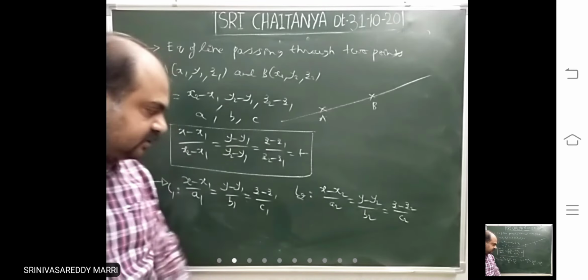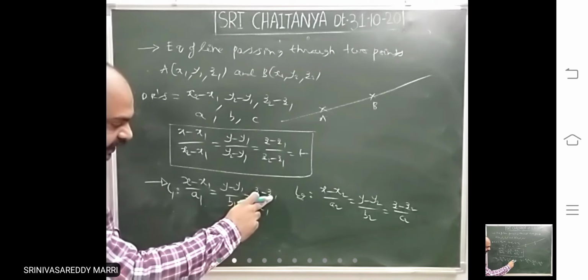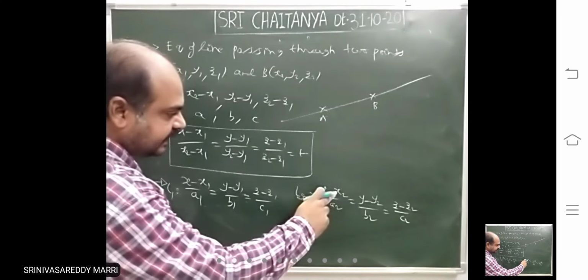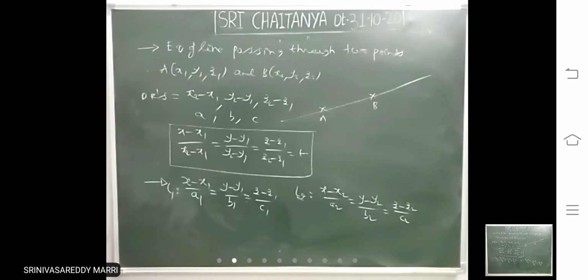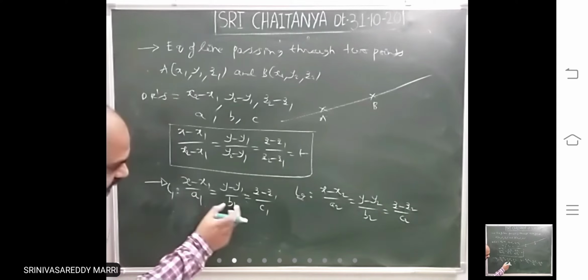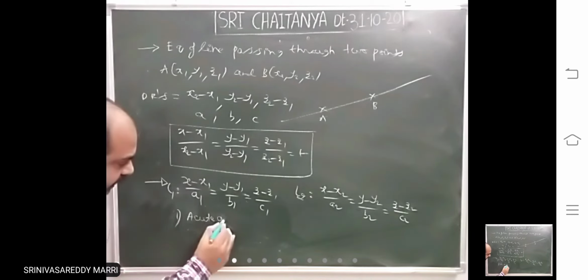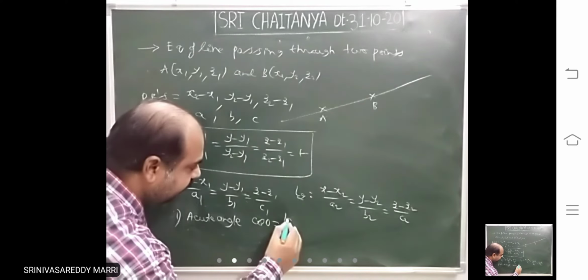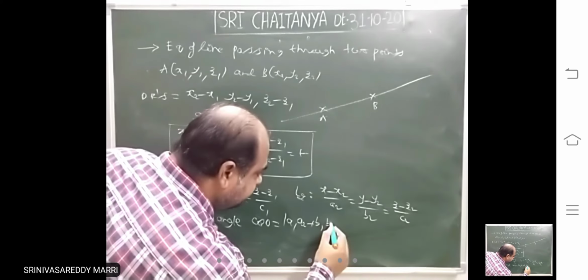That means this line passes through x1, y1, z1 and has DRs a1, b1, c1. This line passes through x2, y2, z2 and has DRs a2, b2, c2. So clearly the DRs are known. Now the angle, the acute angle: the formula is the same because the DRs are known. Of course, the line equation will be given to you.